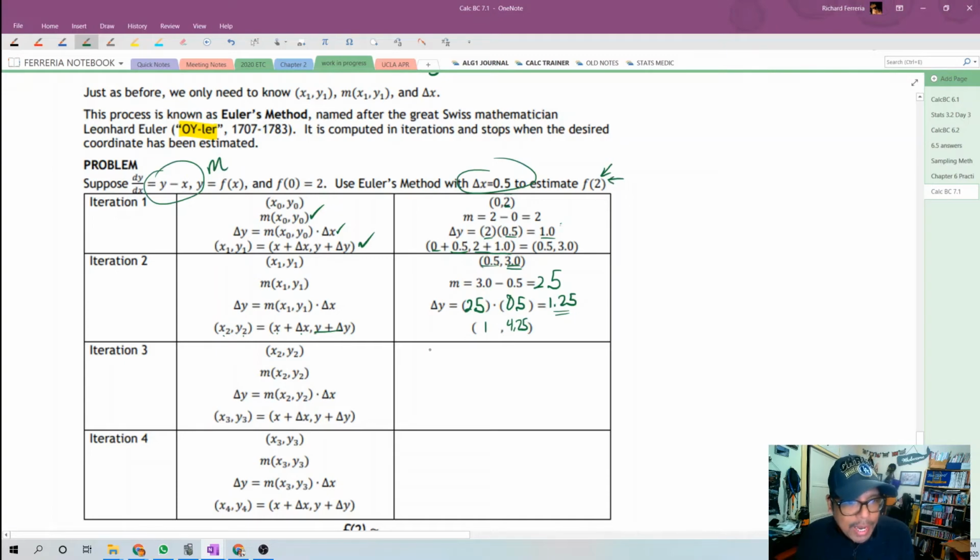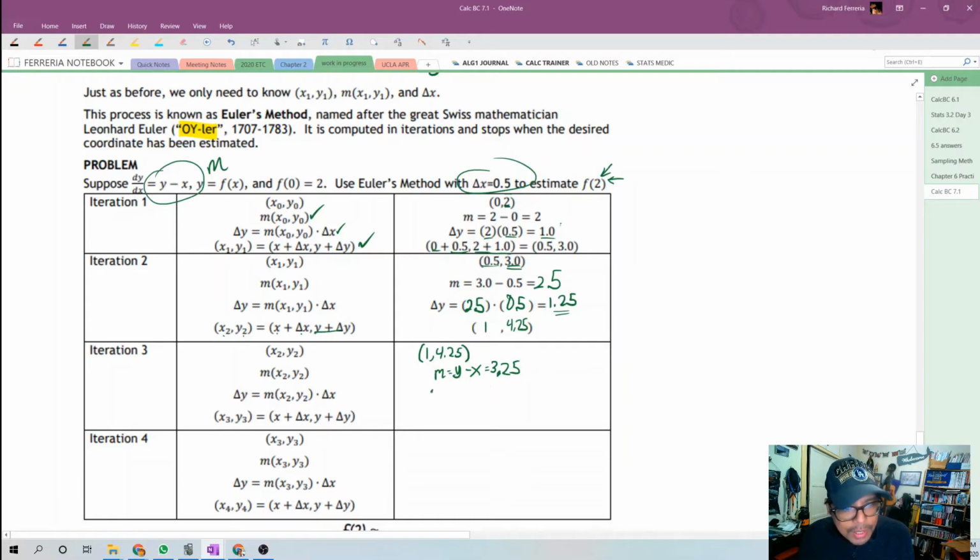So we begin again. Let's start now at this new point, which was (1, 4.25). Next step, or I guess the first step for this iteration, is to find the slope. The slope is going to be equal to y minus x, because that's our slope field from our differential equation. Backwards. That's our differential equation. Y minus x is 3.25.